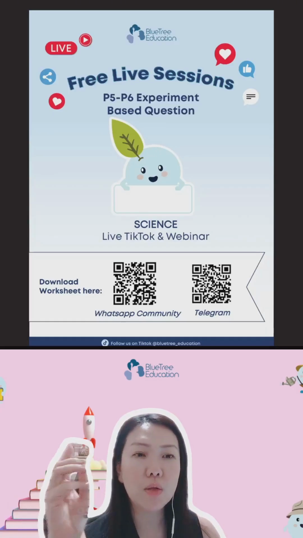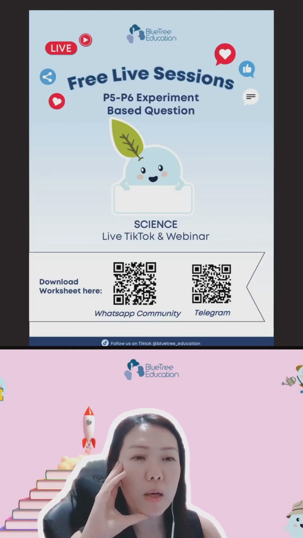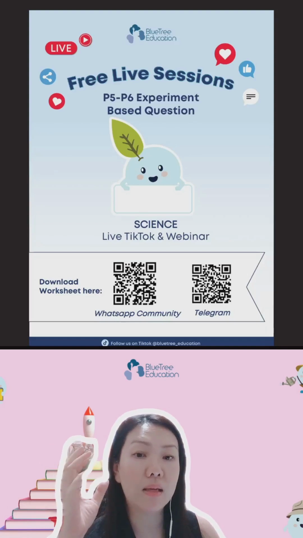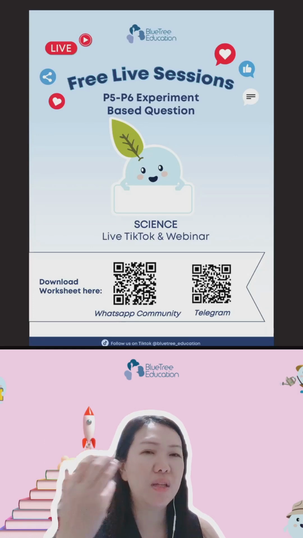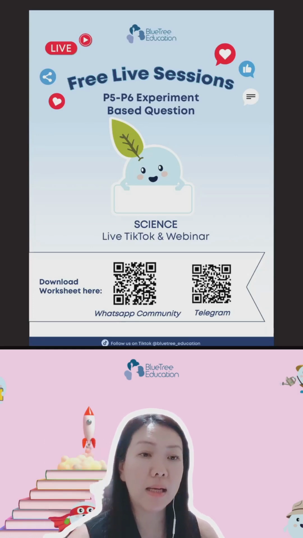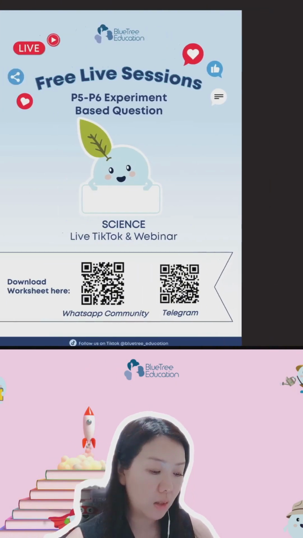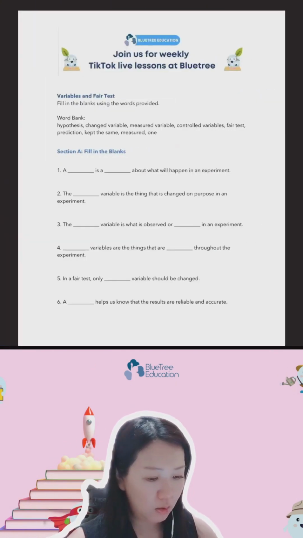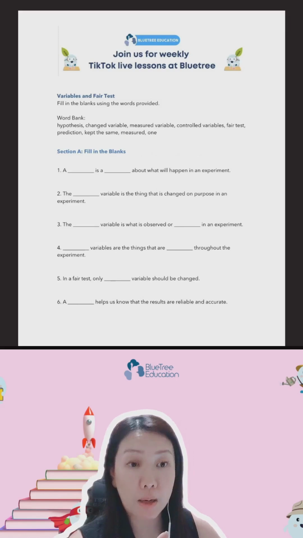So it is always good to start the year with some experiment-based questions. Experiment-based questions are very common in upper primary. You think about results and experimental setup, but other than that, it's also about how you understand the question. So let's go. The first thing, of course, is to understand the variables in the experiment question.